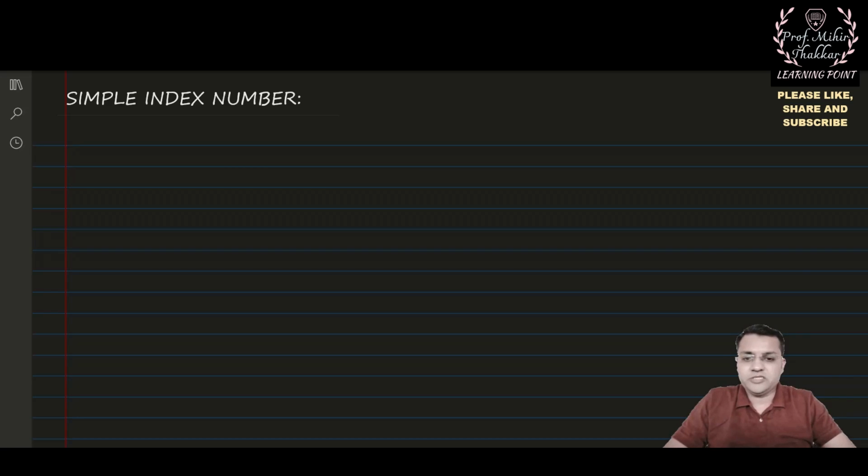Let us start with the simple index numbers. In the previous part, we finished with the notations that we will be using for calculations. We studied P0, P1, Q0, Q1, value index numbers, the notation for the values, and the notation for the index numbers. Now we have to see how we calculate the index number, and under that the first method that we have is the simple index number.